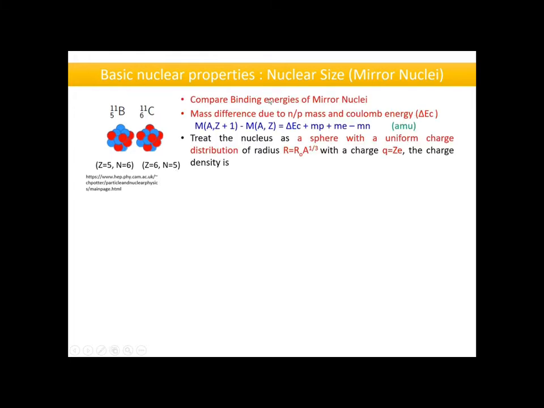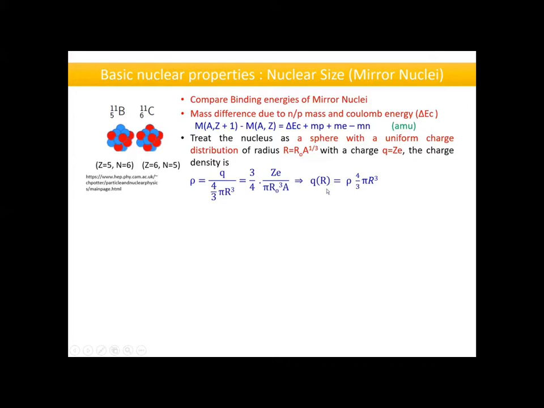And if we compare the binding energies of these mirror nuclei, it is observed that the total binding energy will not be equal because of the mass difference due to neutron and proton mass and the difference in the Coulomb energy. And if we consider the nucleus as a sphere of uniform charge distribution with radius r and charge q equal to Ze, then the charge density is given as rho, which is charge upon volume of the sphere, and we get charge in terms of r.